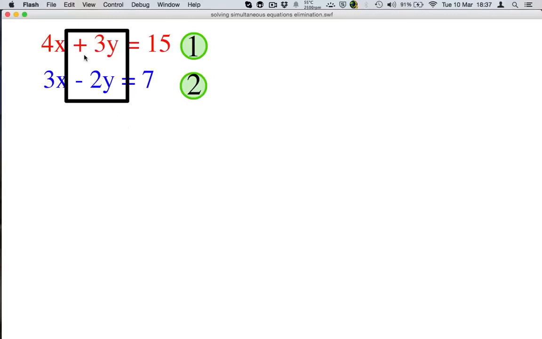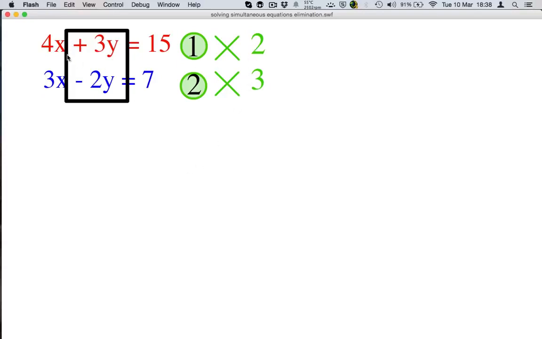Now, because there is a 2 in the blue equation in front of the y, that means we need to multiply the first equation by 2. And because there's a 3 in front of the y in the red equation, that means we need to multiply equation 2 by 3. So we're multiplying the first equation by 2 because of the blue 2y, and we're multiplying the blue equation by 3 because of the red 3y. So let's multiply these equations.